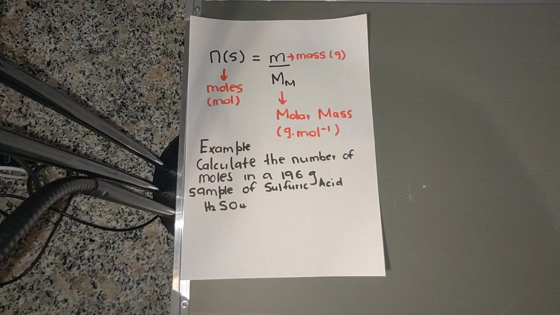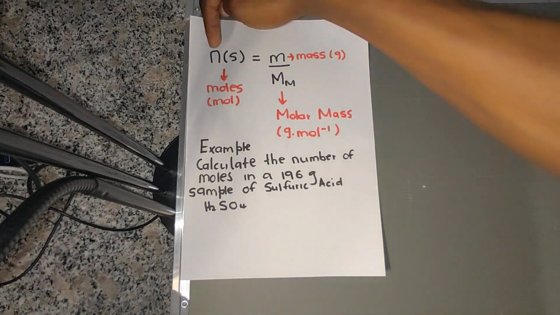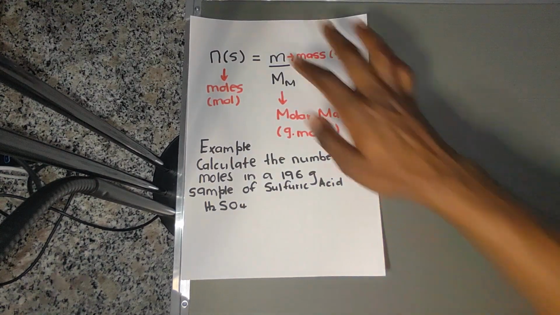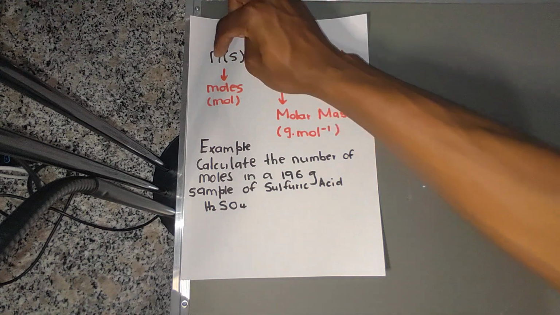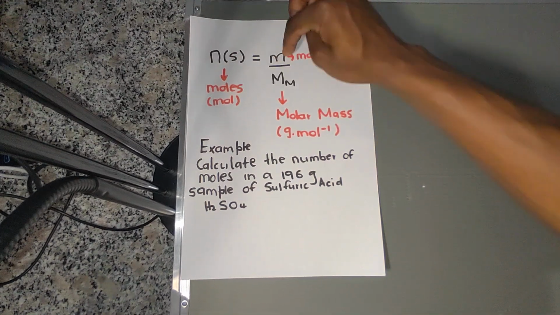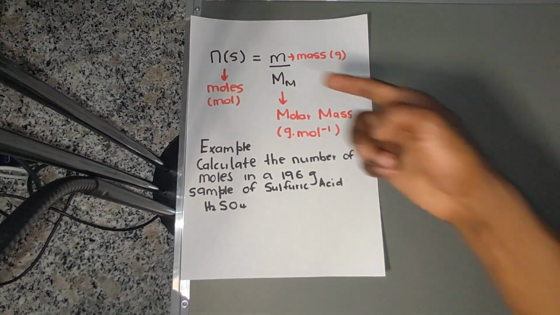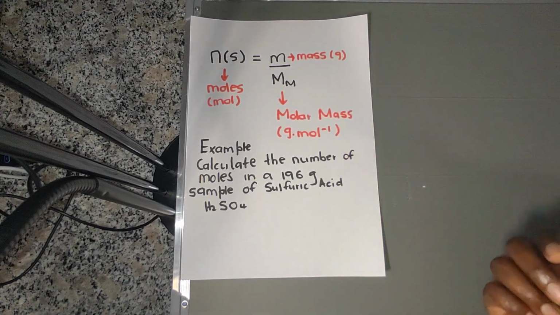This is the mathematical relationship we're going to look at that relates the number of moles of a substance to its mass and its molar mass. So we're going to use this formula to find the number of moles of a substance when we are given the mass, or to find the mass when we are given the number of moles. And then we know how to find the molar mass at this stage.